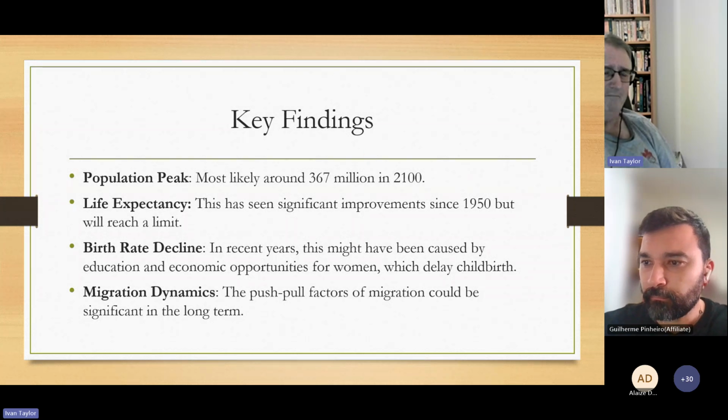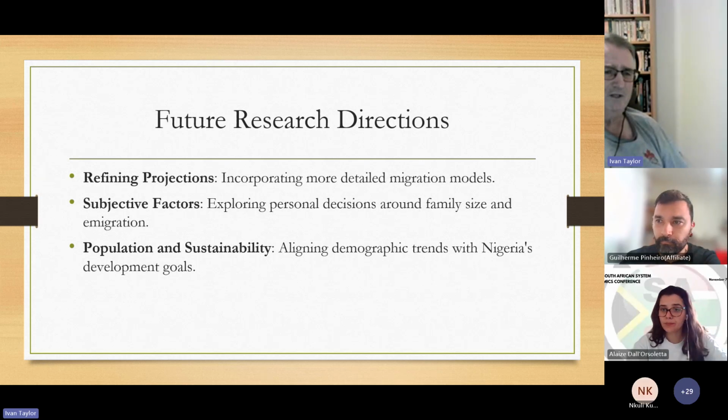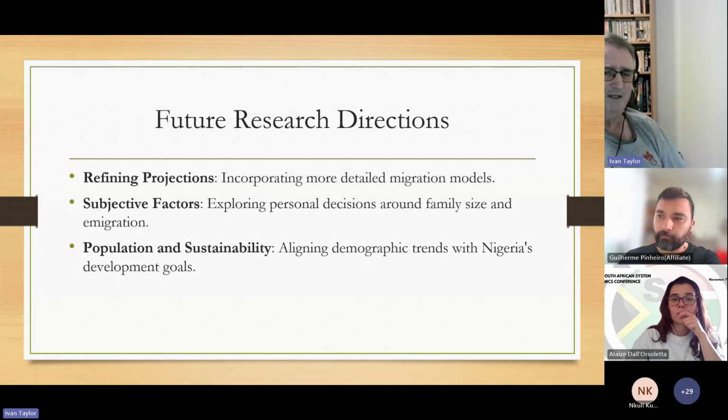So for future research, I think we should try to refine the projections by incorporating more detail about migration. We should also consider subjective factors like exploring personal decisions around family size and emigration, and also look at the population and sustainability issues, aligning the demographic trends with Nigeria's development goals.